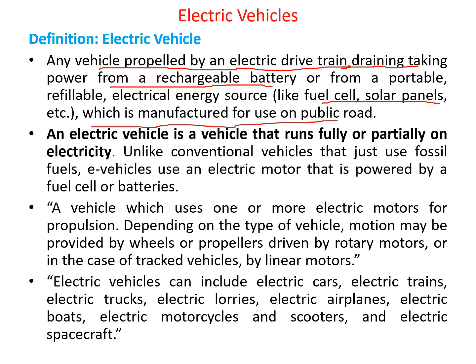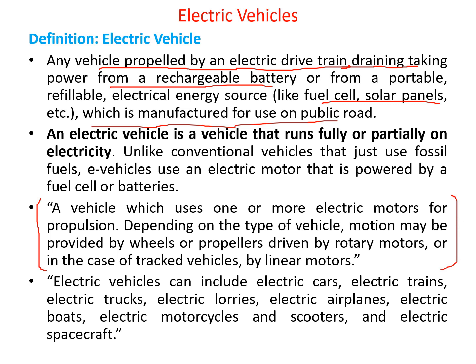So in general, what is an electric vehicle? What exactly is an electric vehicle? Let us look at this definition: a vehicle which uses one or more electric motors for propulsion. Depending on the type of vehicle, motion may be provided by wheels or propellers driven by rotary motors, or in the case of tracked vehicles by linear motors. This is one of the definitions of electric vehicles.